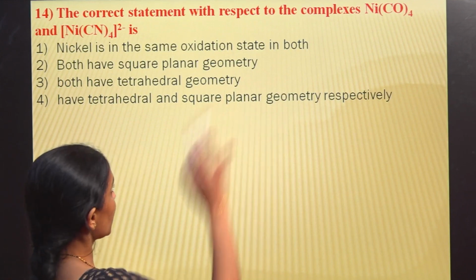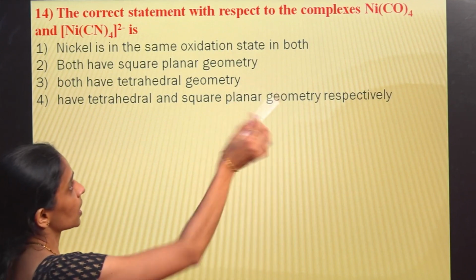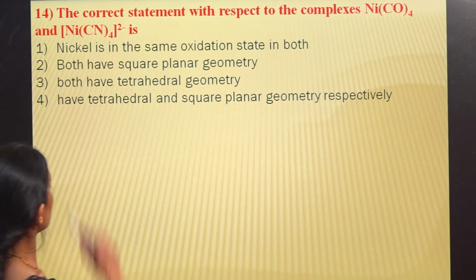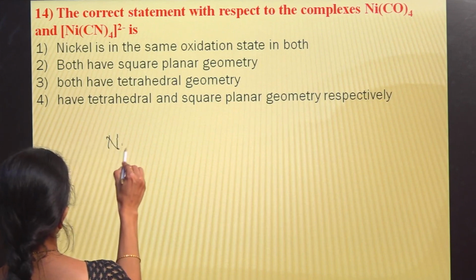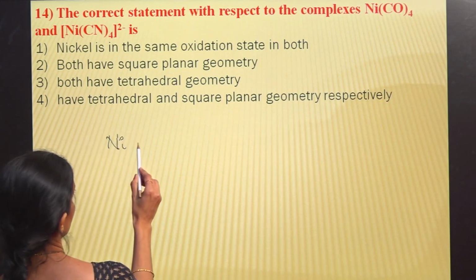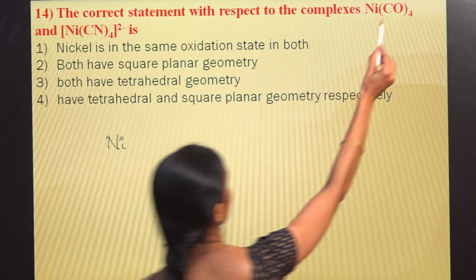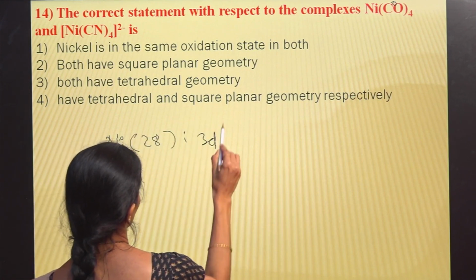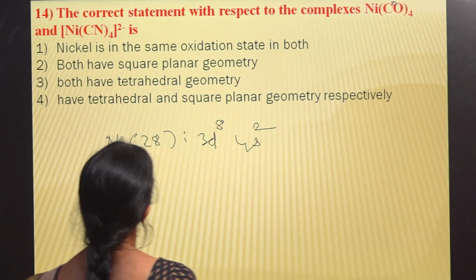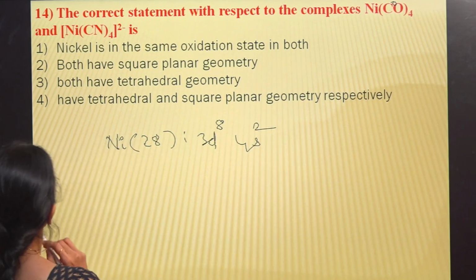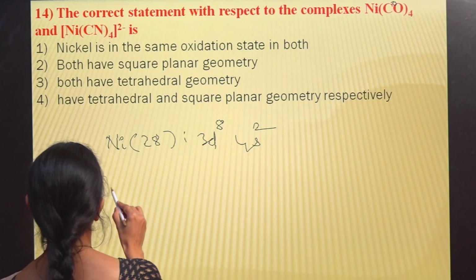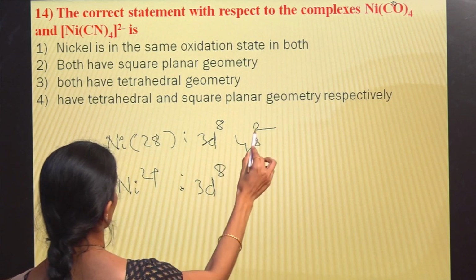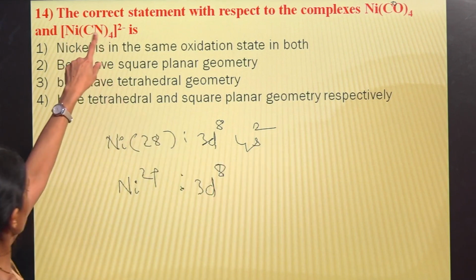In the next question, we have two complexes. One is a carbonyl complex of nickel, another is a cyanido complex of nickel. Let's find out the oxidation states of the metals first. In the first case, nickel is present in the atomic state, carbonyl ligand is neutral, so nickel is 3d8 4s2 formally. And in the second case, nickel is present in 2 plus form, that is 3d8. These two electrons have gone, 3d8.